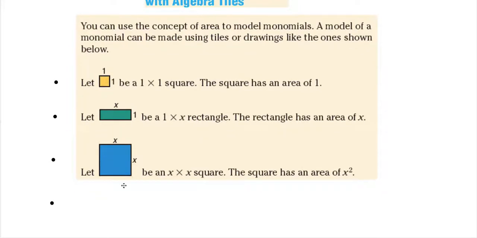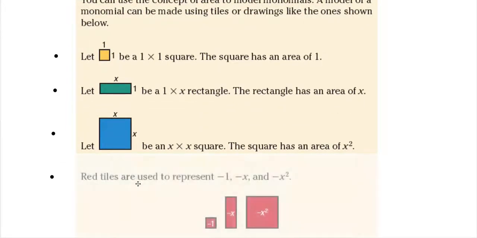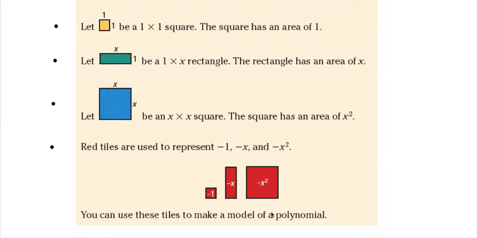And we get the opposites of these three models. The opposite of the unit tile is -1, the opposite of the x tile is -x, and the opposite of the x squared tile is -x squared. They're all colored red to indicate that they are negative tiles. Now, how do we use these models?